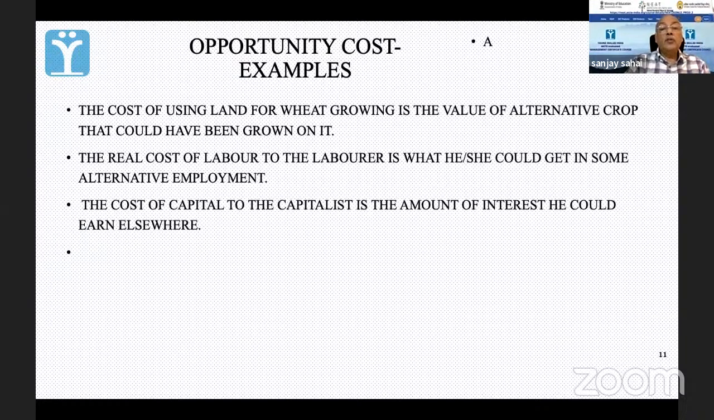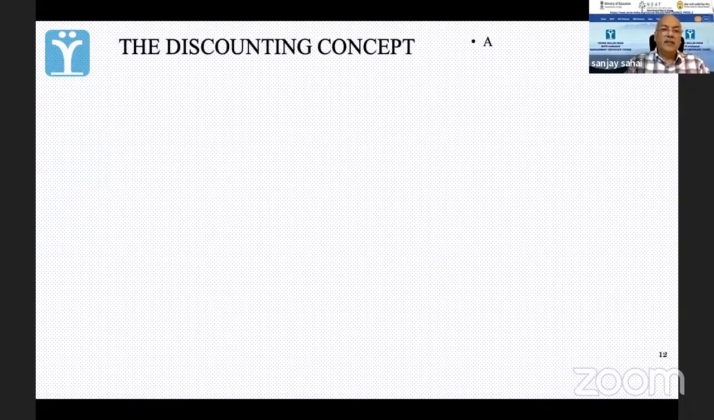The cost of capital to the capitalist is the amount of interest he could have earned elsewhere. Basically, if it was possible for a capitalist to earn 10% in an alternative investment, instead of whatever he's doing right now, then he chose a different investment which promised 11, but there was a chance of getting 10. The basic opportunity cost here is the 10% which he sacrificed.